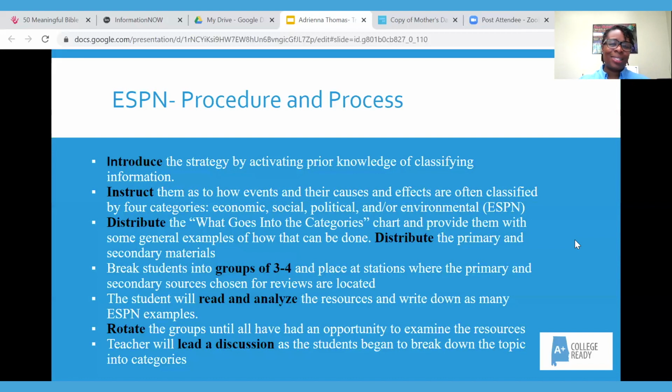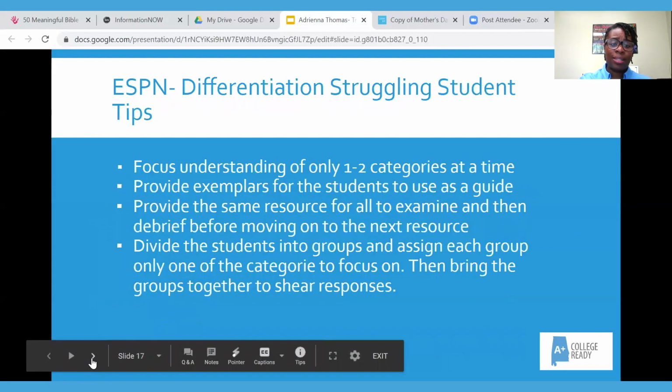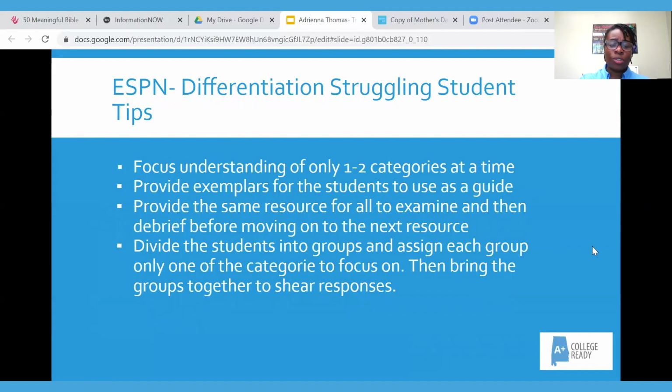So at this time, if you notice that some students are struggling doing this ESPN, here are some strategies and tips that you can use for our struggling students. First, just focus on 1 to 2 categories. Do not try to give them all 4 categories. Provide them with exemplars for students to use as guides. Provide them with the same resource to examine and then debrief, then move on.